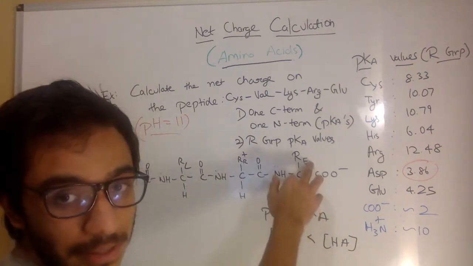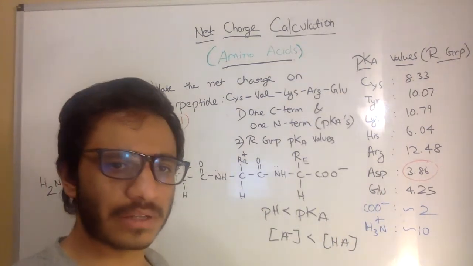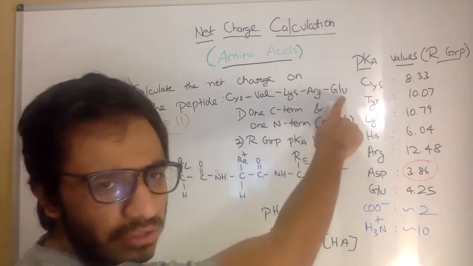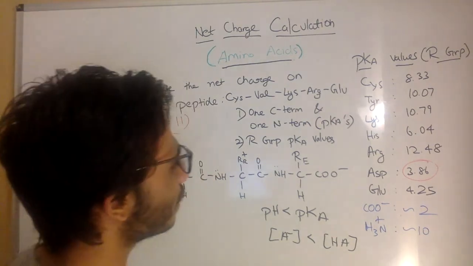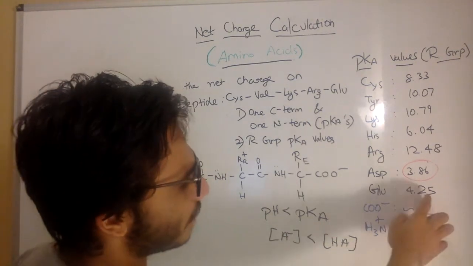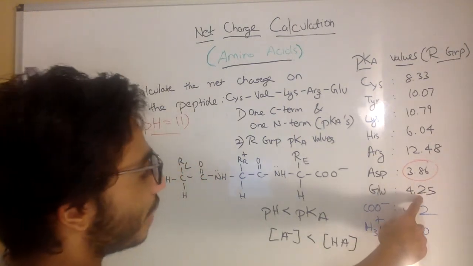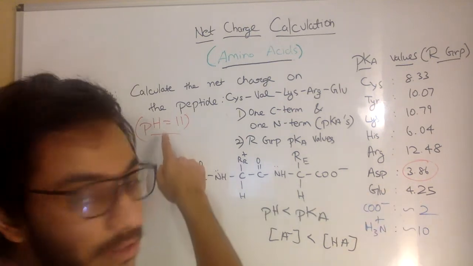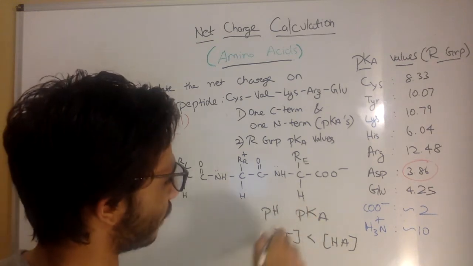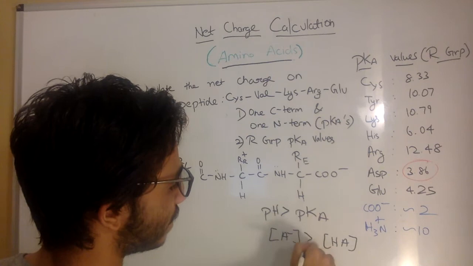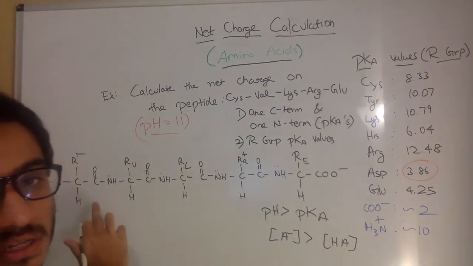Now for glutamic acid, that's the last one we need to consider. It is an acidic amino acid, which means its R group in its neutral configuration around physiological pH exists in a negative form, right? So for glutamic acid, we have a pKa value of 4.25. Now, its pKa value is very much less than the pH, as we can see over here. So pH is greater than the pKa value for glutamic acid. So it will exist in the deprotonated form, same as it was for lysine and cysteine.